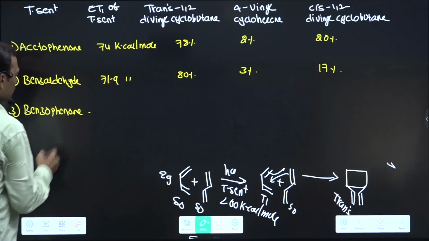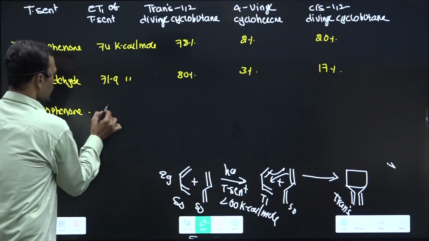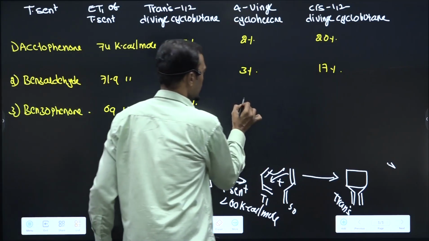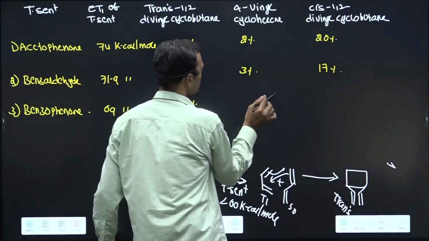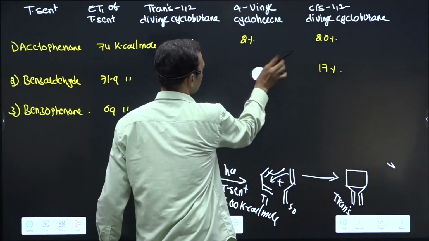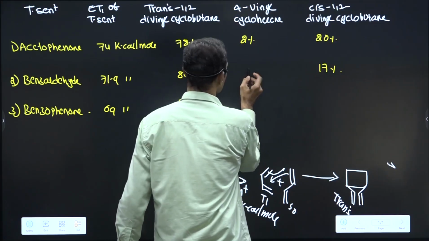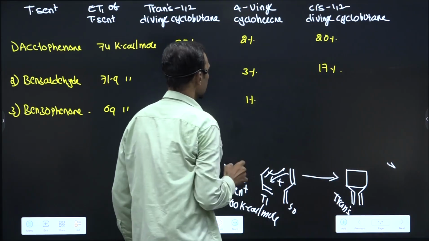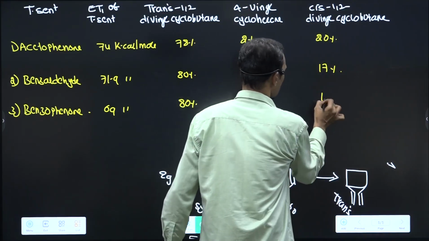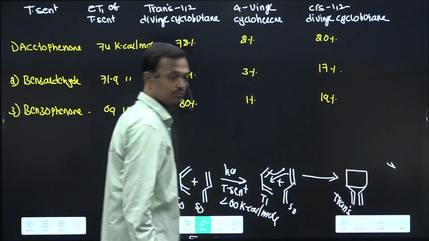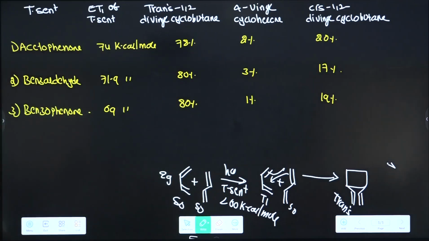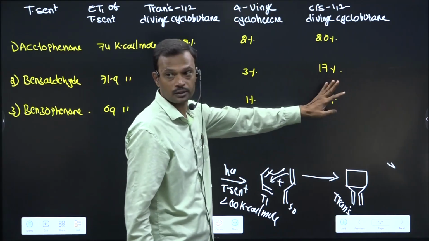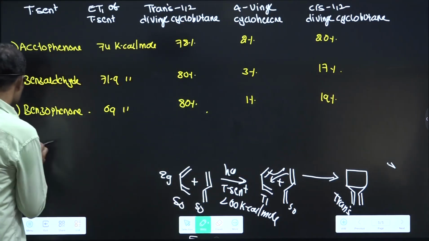Then benzophenone, 69 kilocalorie per mole. It is almost the same, 80%. Here it is 4%. This is 1%. And here almost 19%. Now when this percentage decreases, automatically these 2% are affected. Next.